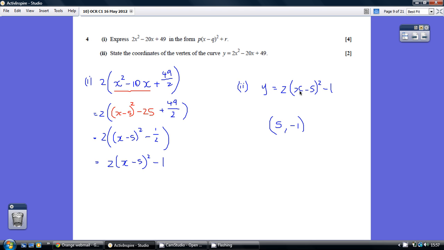So what must x be to make this bracket 0? Well, x must be 5. This minimises y because this first term is then 0. Now, what y value do we get when we've made x equal 5? Well, this term goes, that's 0, but we're still left with the minus 1, so minus 1. So the minimum point, the vertex of the curve, which is the minimum, is 5 minus 1.